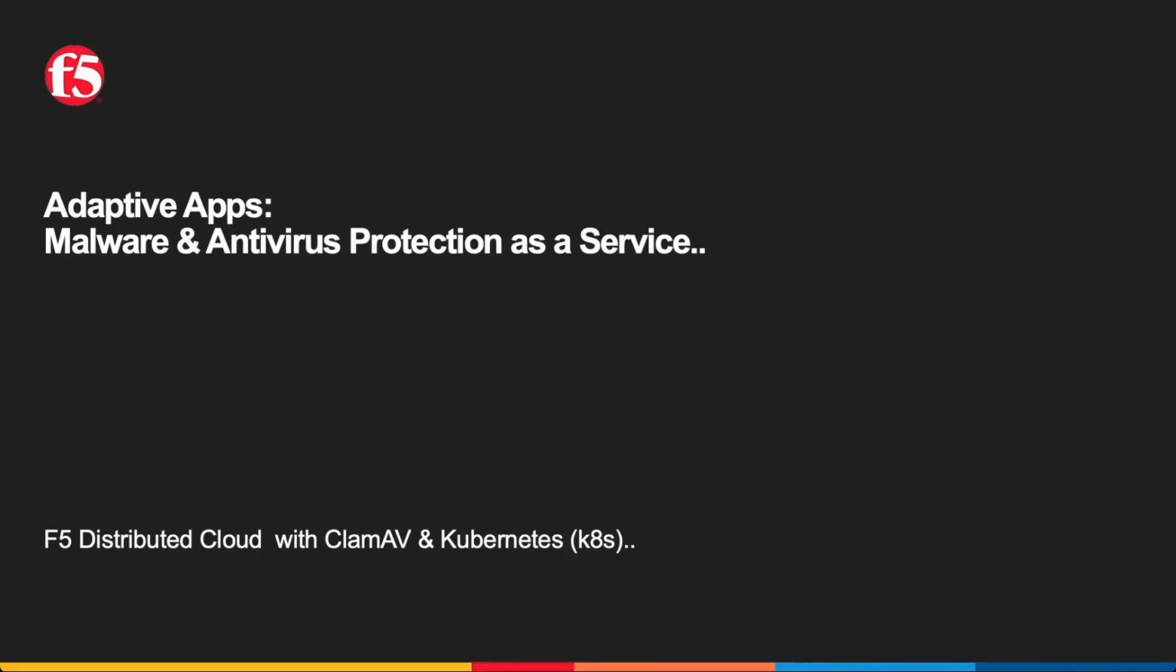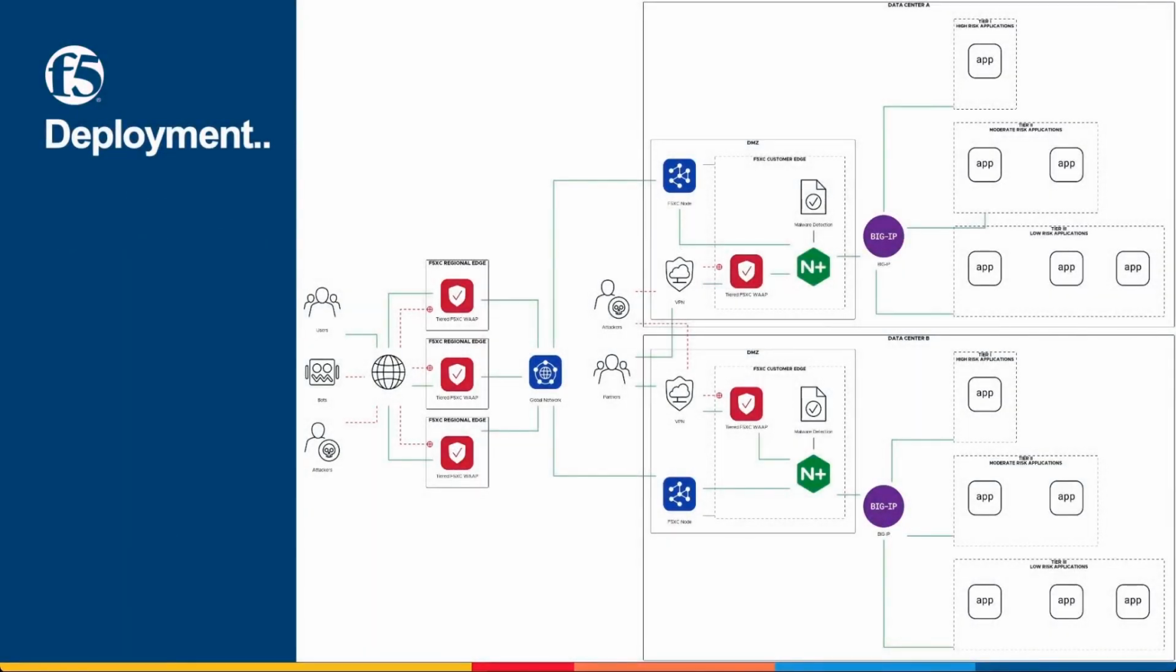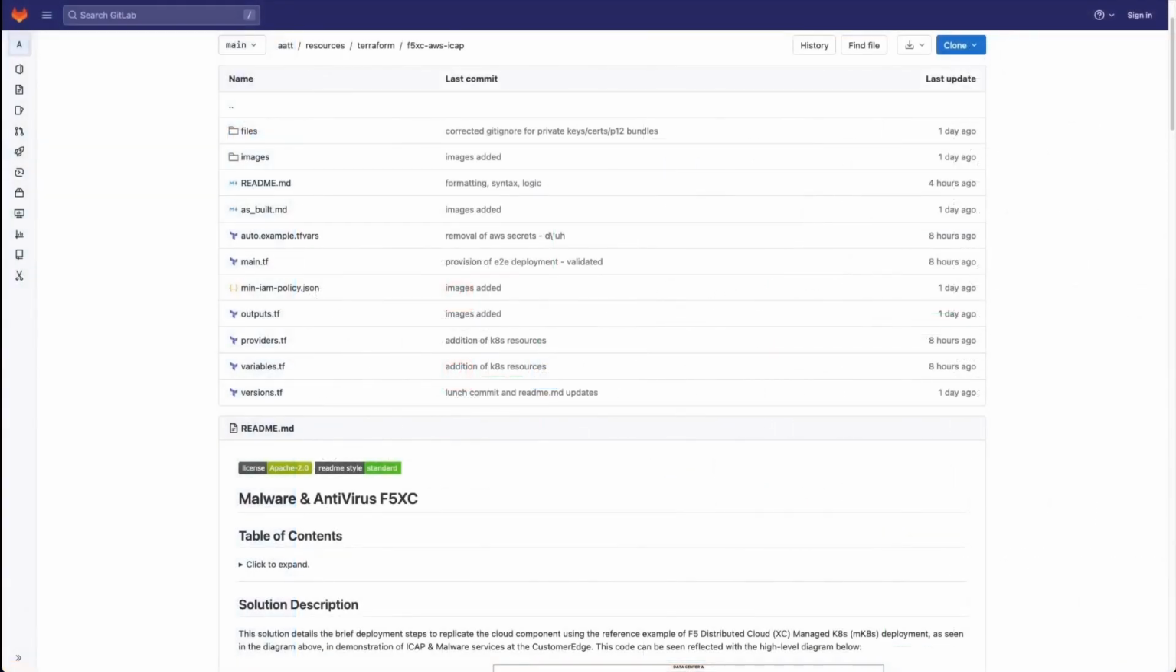G'day. Welcome to this deployment video of a malware and antivirus protection as a service with F5 Distributed Cloud. Here is the deployment we'll be focusing on within this video, specifically what is deployed within the DMZ, the Nginx and malware component. For that, we'll be using ClamAV.